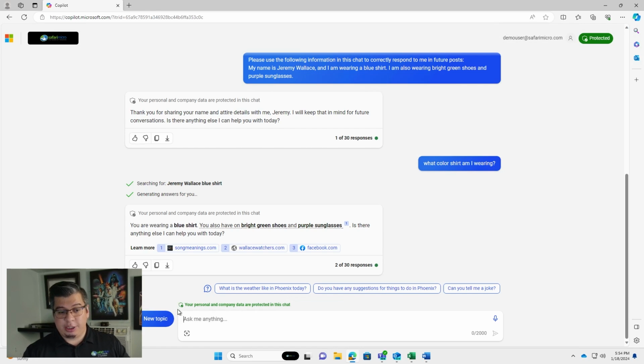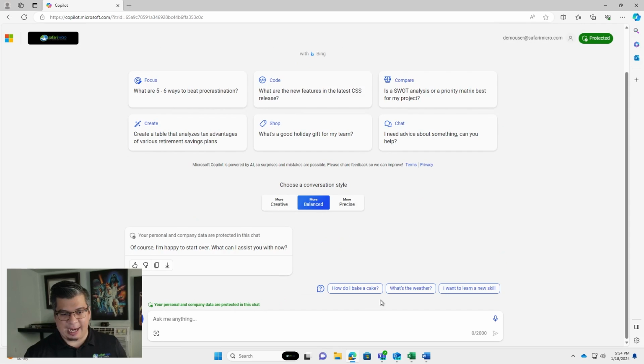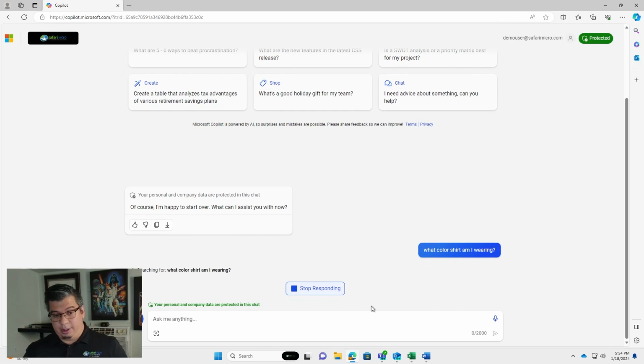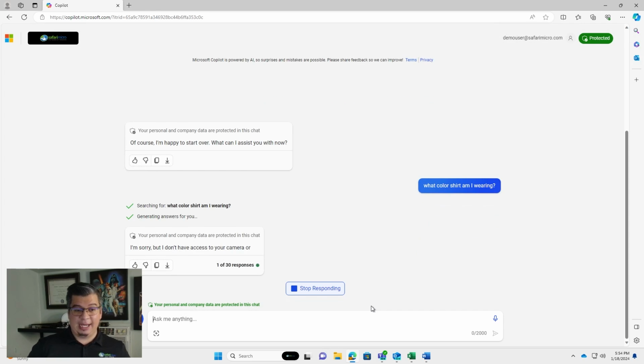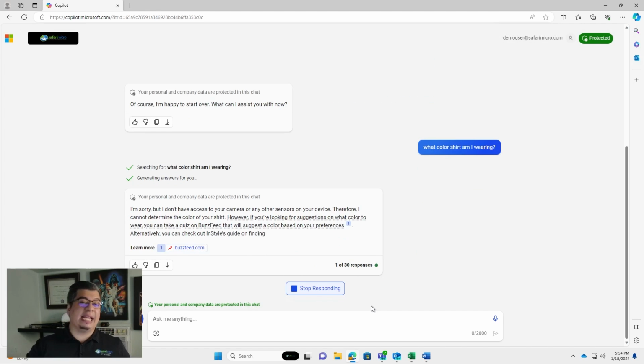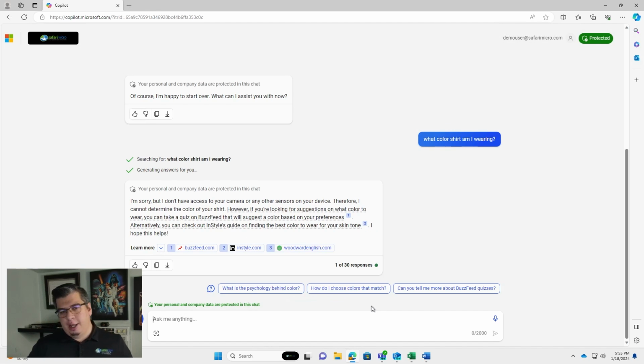If I were to exit this, if I hit new topic or if I close out and reopen this and I were to ask it that same question, what color shirt am I wearing? It's not going to remember my previous answers. It says, I'm sorry, I don't have access to your camera or sensors. So it is not trained permanently by the information that you provided. The information that you give it is only pertinent to that particular chat session.